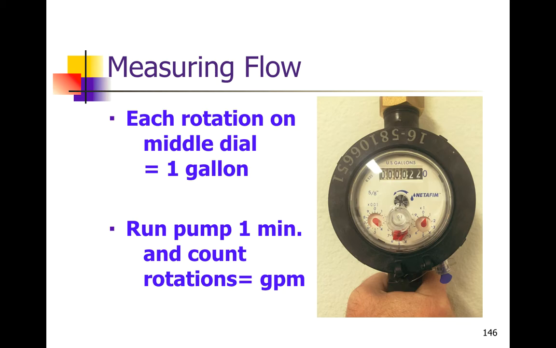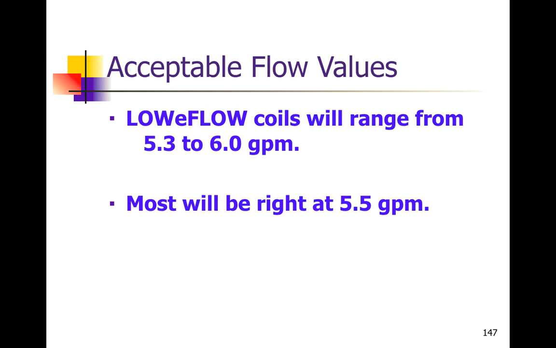To figure out the flow rate, we'll turn the system on and wait for the pressure gauges to become fully pressurized. Once they're pressurized, we'll just count the rotations on the middle dial in 1 minute, and that will equate to our gallons per minute flow in our coil. Again, acceptable ranges are 5.3 up to 6, but we should be right about 5.5 the vast majority of the time.